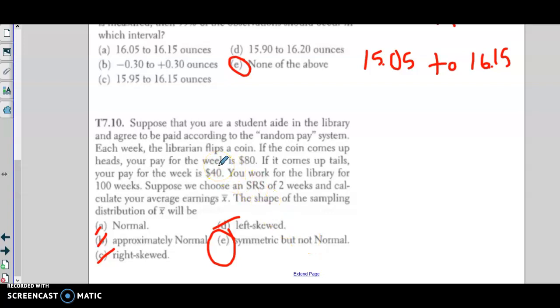outcomes here, I'm either going to have $40 or $80. So if I average, I'm only ever going to get either an average of 40, of 80, or right in the middle, 60, if you think about it. If I take 2 weeks and they're both 40, that's going to average to 40. If I take both weeks and they're 80, that's going to average to 80. If I take both weeks and they're one of each, they're going to average to 60. So I'm only going to have 3 outcomes here. So it will be symmetric, just we can't say it's going to be normal.